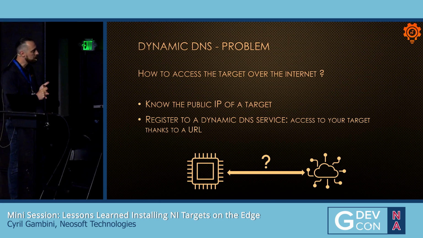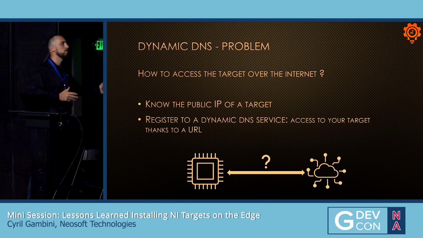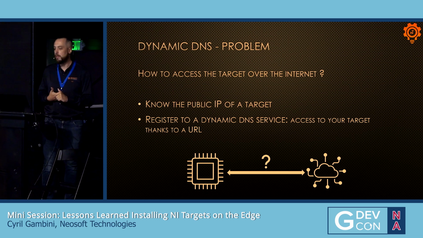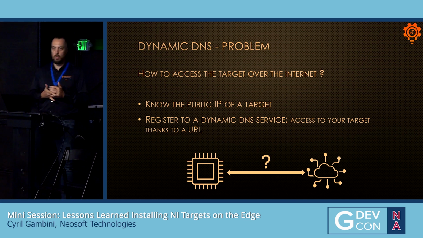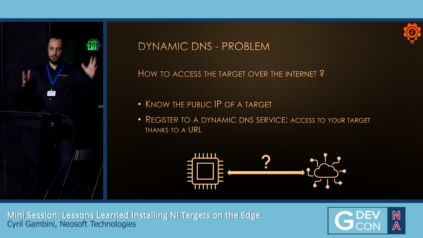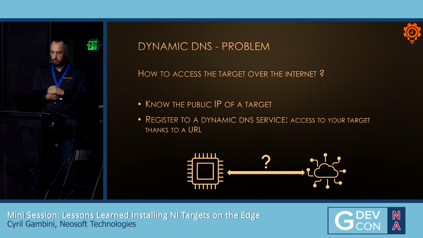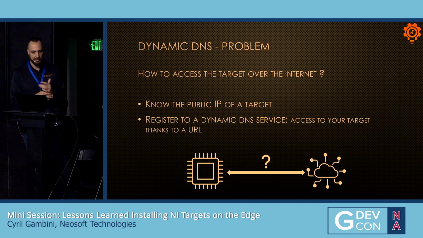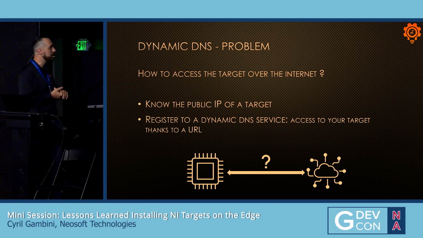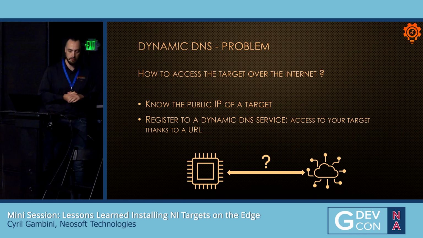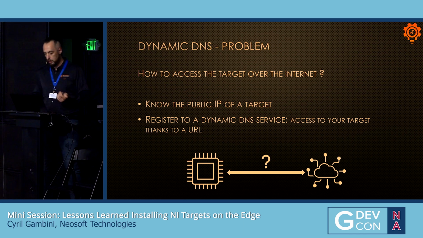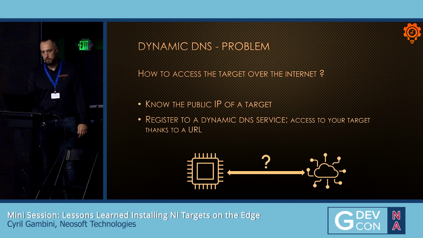The other way is to register to a dynamic DNS service, and the idea is to access your target thanks to a URL. So we had our enclosure, our sbRIO in there, and the idea was to link that sbRIO to a URL. So how to do it? Nothing exists out of the box.